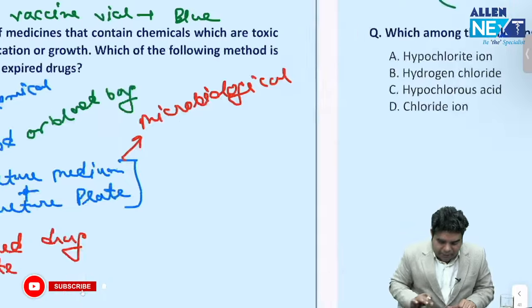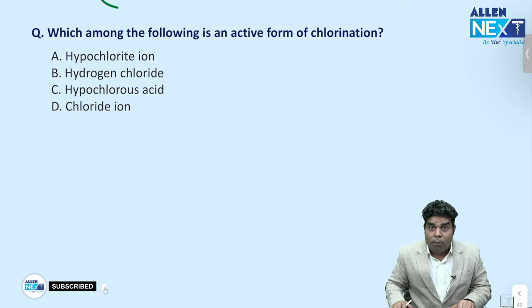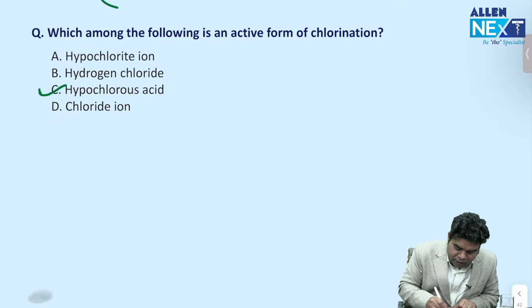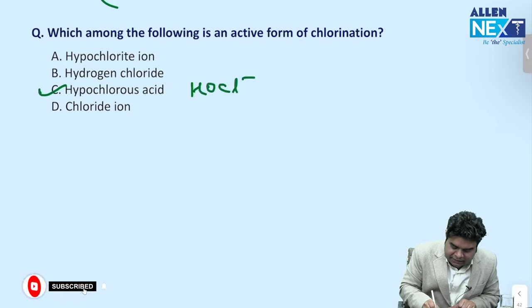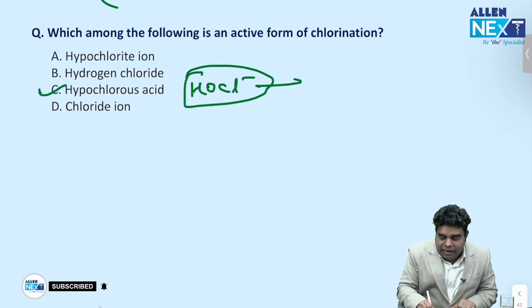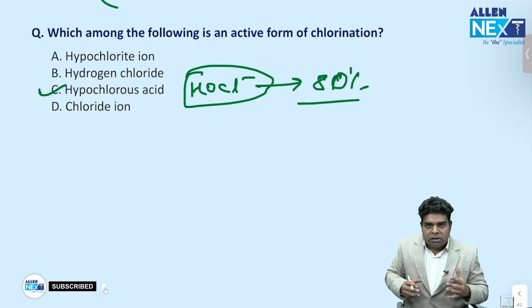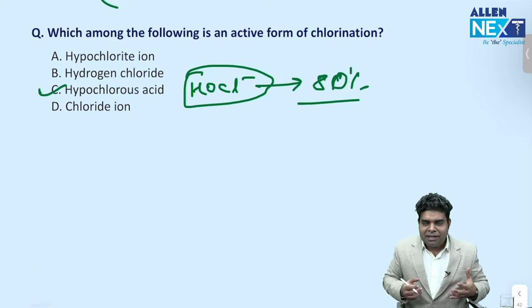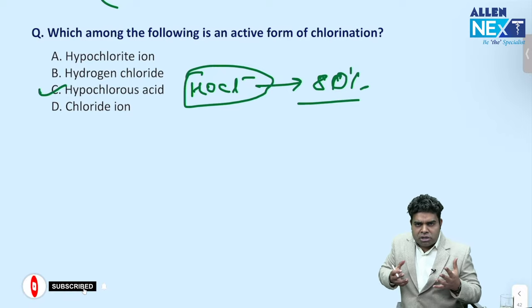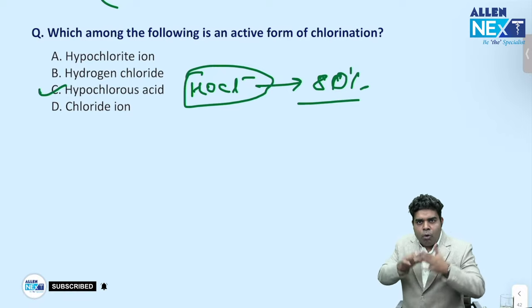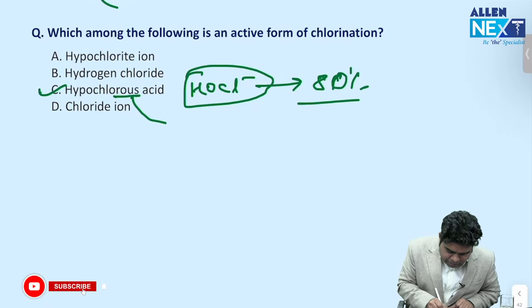Answer, how will you throw this yellow? Incineration. Which among the following is an active form of chlorination? Hypochlorous acid, HOCl. 80% killing is due to this. How will you remember it? Very simple. The one with the ras. Ras is a Hindi word which means juice. So, the one which has juice inside will kill maximum bacteria. Ras will kill maximum bacteria.